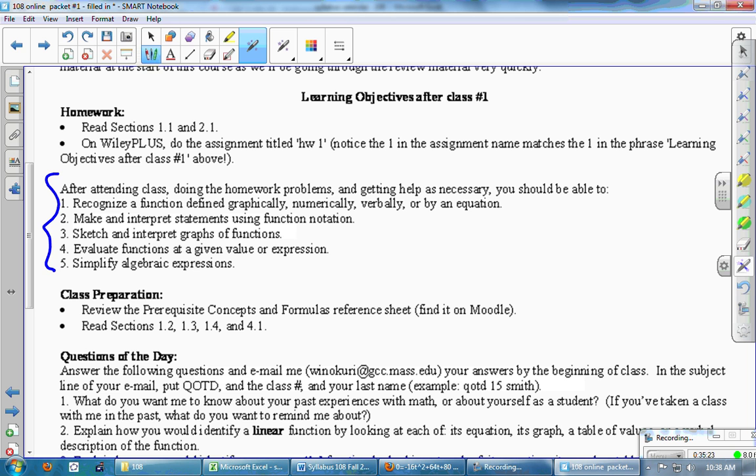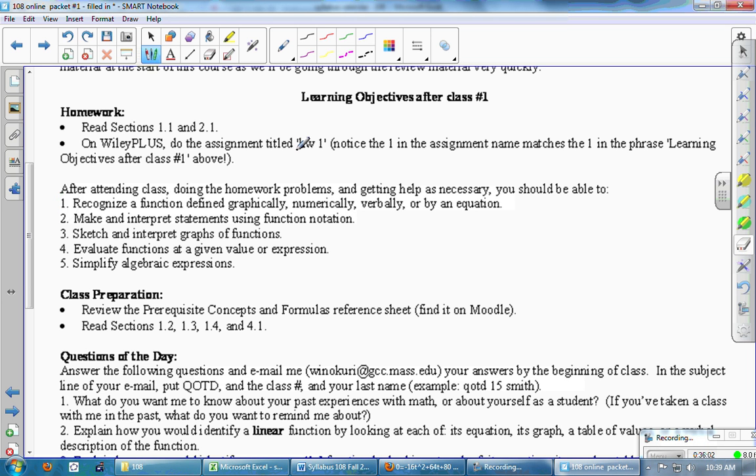Now, it's okay if you can't do all 5 of these comfortably right now, but you're going to do a lot of work between now and the next class, and you're going to get to a place where you feel comfortable doing all 5 of these things. I think that some students just choose to ignore all of this, and I think those students are missing an opportunity. I like to look at this as a checklist. If you know how to recognize a function defined graphically, numerically, verbally, or by an equation, put a check next to it. If make and interpret statements using function notation is questionable to you, then that's something you'll need to work on. So I'd encourage you to take a look at that list every day.